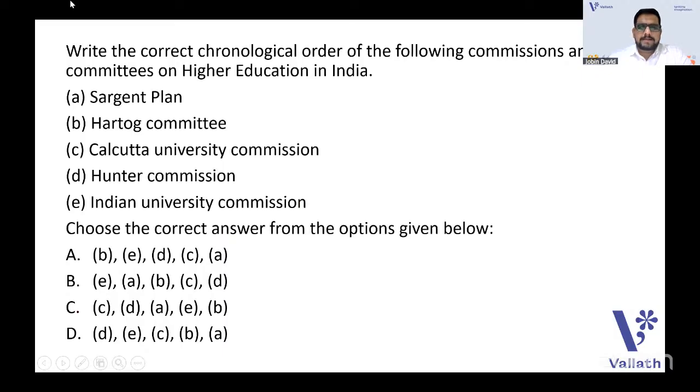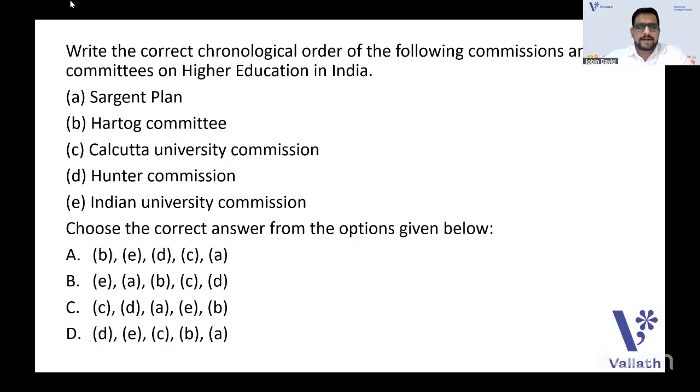Write the correct chronological order of the following commissions and committees on higher education in India. These are all pre-independence education commissions, not post-independence. They are Sergeant Plan, Hartog Committee, Calcutta University Commission, Hunter Commission, Indian Universities Commission. If you know the first one and the last one, it is easy. So which was the last one, if you can think of? It will be very easy. So the options are there.